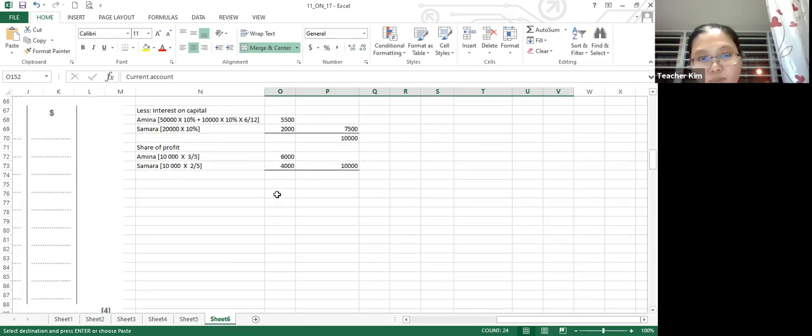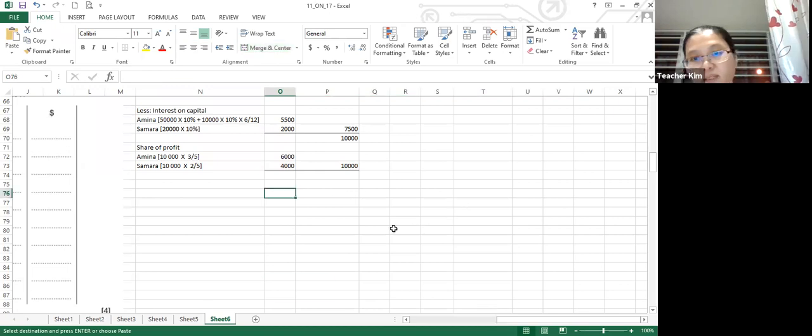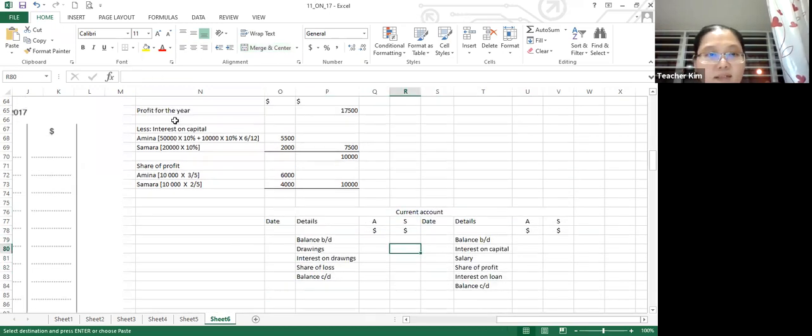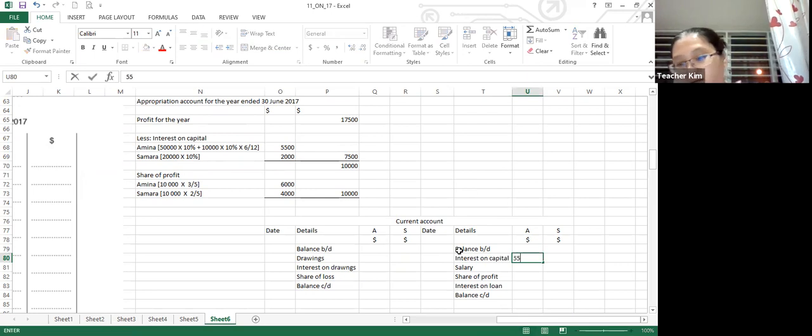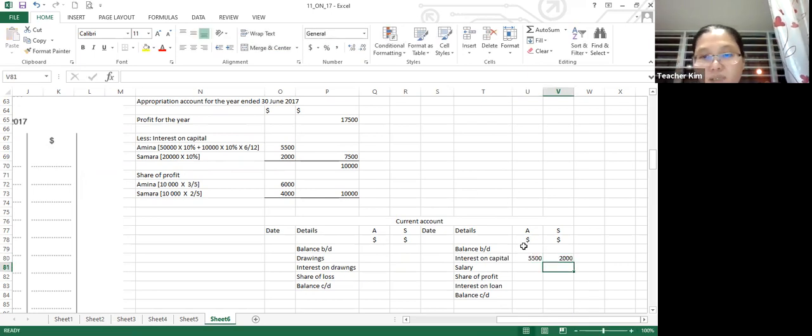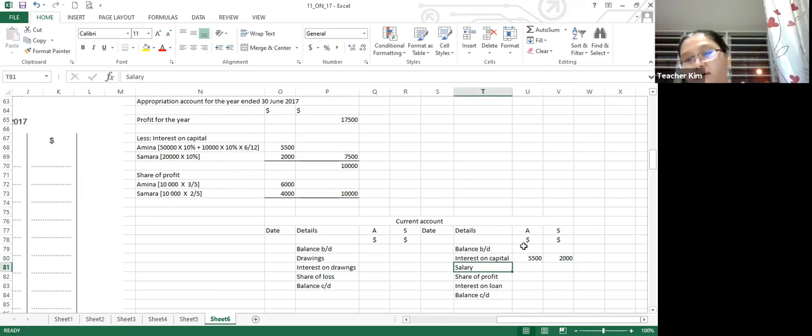So I put into here because I want to take the information. Now let's see what the information is. We can take almost all the information from the appropriation account. So under the appropriation account, we have interest on capital for Amina, and then for Samara. This one don't have, take out. And then share of profit, 6,000, and then 4,000.